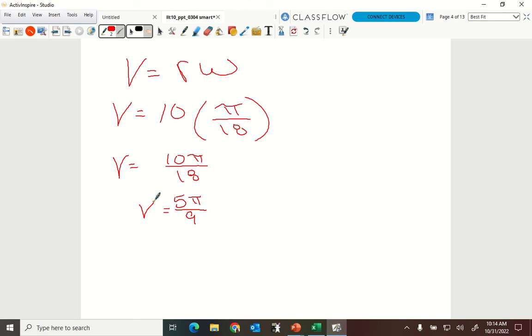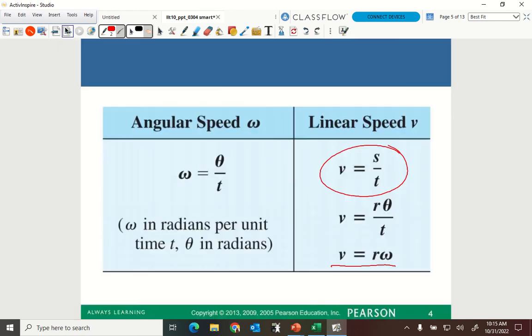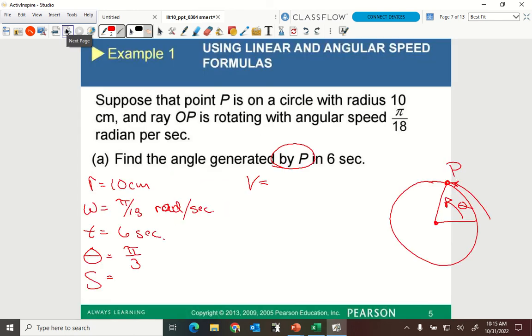But what are my units here? Seconds. So it's radians per second. That's important because we'll eventually get to problems that start off with degrees, or ask for degrees later on, and you're going to have to convert it. But make sure you label what it is we're talking about all the time. So V is 5 pi over 9 radians per second.